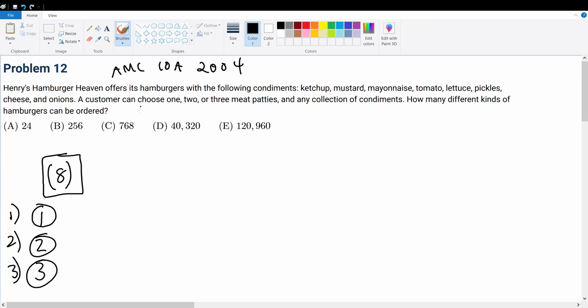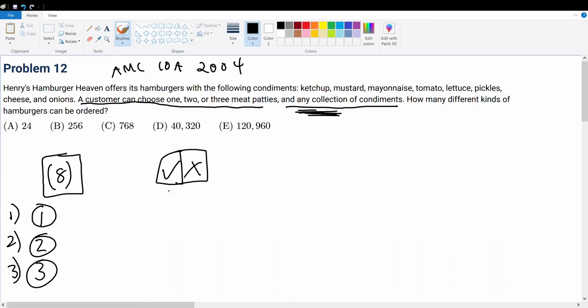It says here that a customer can choose 1, 2, 3 meat patties and any collection of condiments. The key word is any collection. So, it's saying that it can pick as many as the customer wishes. So, how many would the customer want? Well, the customer for each condiment can either have it or not have it. So that is the only 2 possibilities for each condiment.